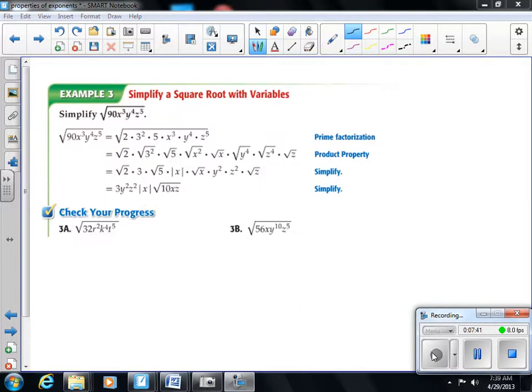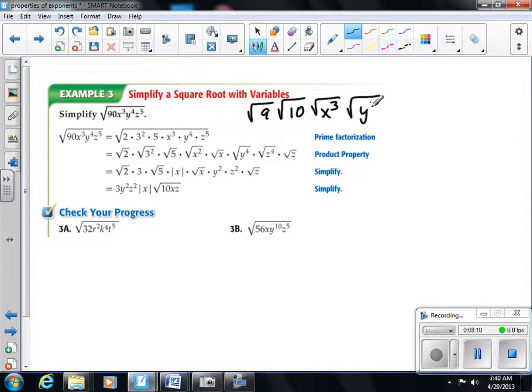Okay, next let's simplify a square root with variables. We start out with the square root of 90, x to the third, y to the fourth, z to the fifth. I like to break down the 90 first. What is a perfect square that goes into 90? Okay, I can think of it as the square root of 9 times the square root of 10 times the square root of x to the third times the square root of y to the fourth times the square root of z to the fifth. Okay, we can break down the 9. The square root of 9 is 3.